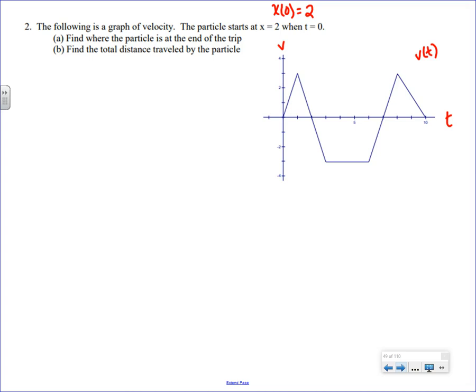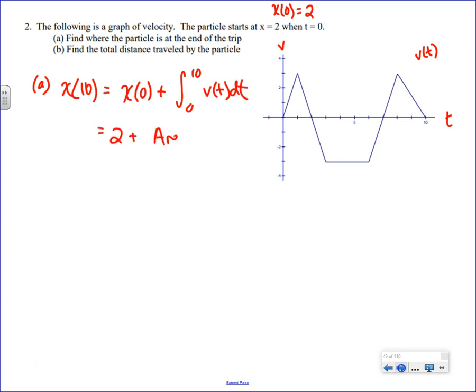At the end? Well, when does the trip end? At 10. So beginning is at 0, end is at 10, so I need to find the position at 10. What am I going to do? To find the final, I need the initial plus the change. So I can say 2 plus, why am I writing the word area? You have to find the area under them. But it's geometry. No wonder they didn't give me a function.